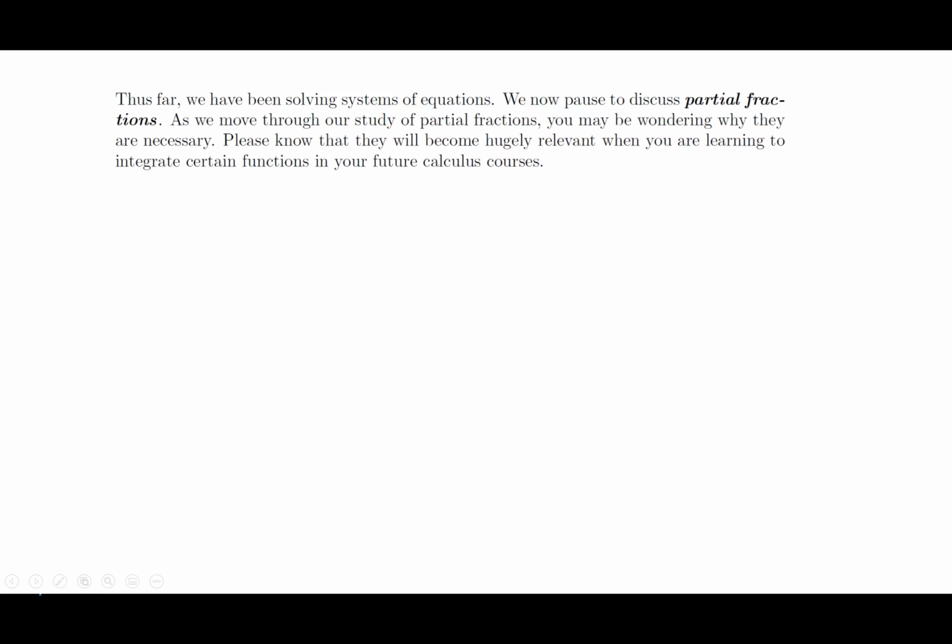All right, guys, so partial fractions. And like I said, this is something that we had to put somewhere. We're placing it here, and it will become hugely relevant in your future calculus studies. So what do I mean? Well, writing a rational expression as a sum or difference of rational expressions, each of whose denominators are prime factors of the original denominator, is called partial fraction decomposition.